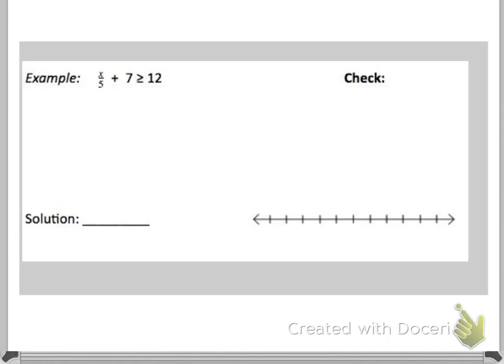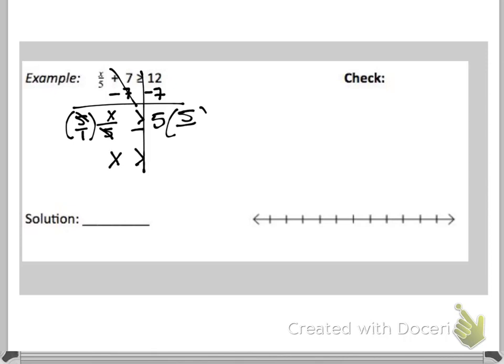X over 5 plus 7 is greater than or equal to 12. First thing we're going to do is get rid of our 7, minus 7 from both sides. X over 5 is greater than or equal to 12 minus 7, which gives us 5. In order to undo division, we need to multiply. So we're going to multiply both sides by 5. Fraction form is 5 over 1. 5 divided by 5 is 1, which is our goal. Multiply by 5 here. 5 times 5 is going to be 25. X is going to be greater than or equal to 25.